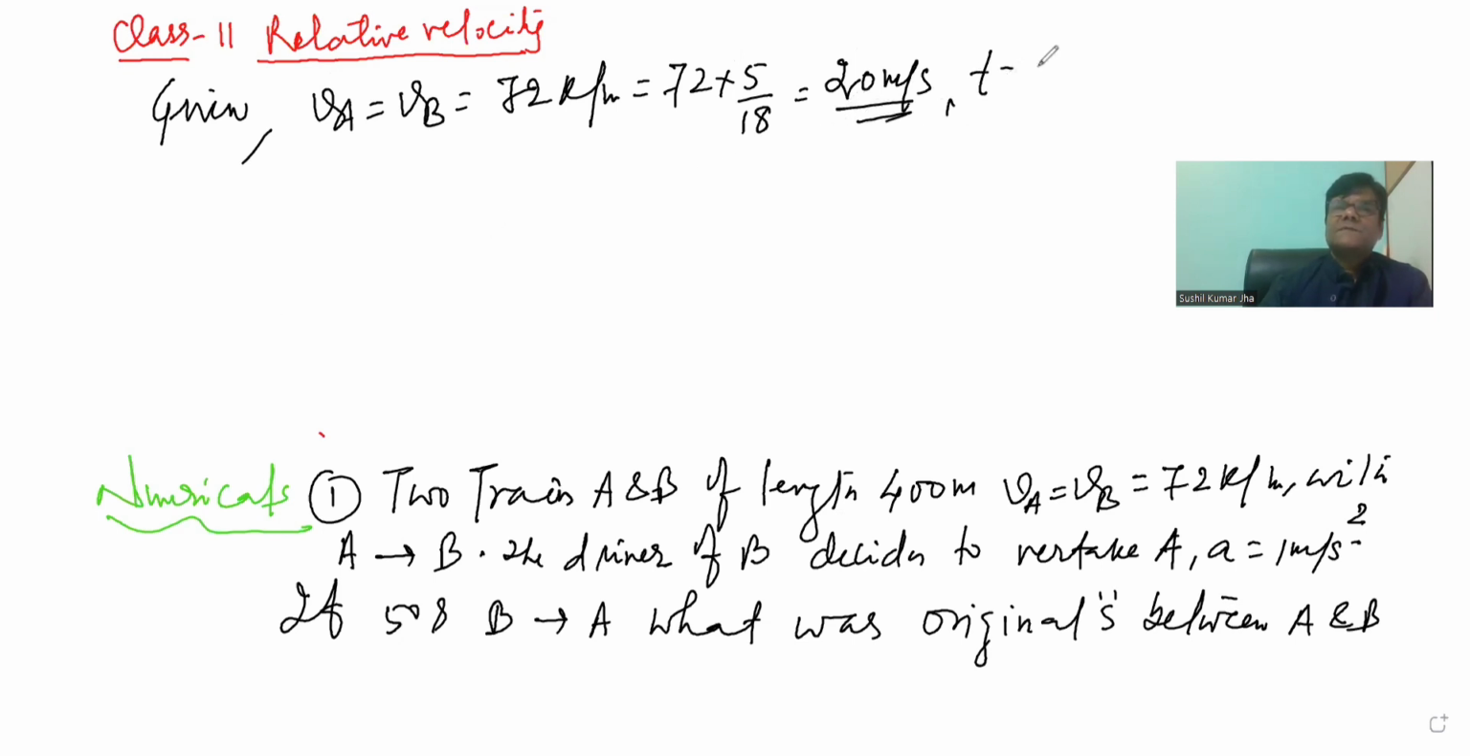Time given is 50 seconds, and acceleration of B is 1 meter per second square. Then the original distance we are told to find.